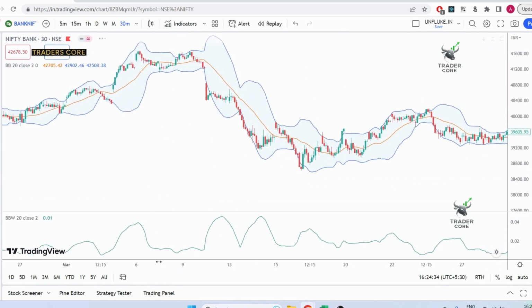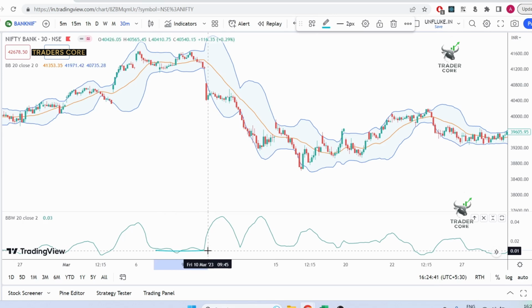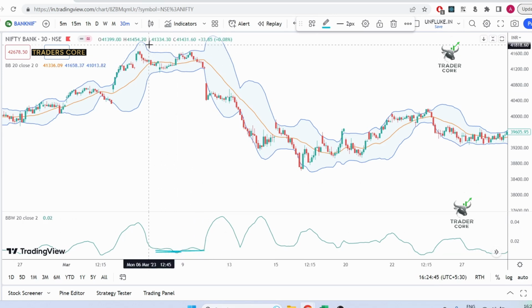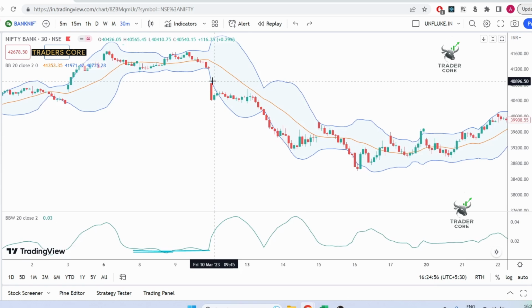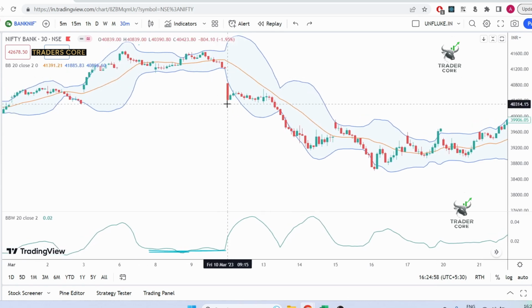But here you will see this. If you see here, the Bollinger Band width is really close to zero. It's almost zero, and at the same time, you can see that there is a contraction happening here. So I can go for a trade now, but how will I know whether I have to buy or sell? It will depend on the candle. In this case, the candle here has closed. This red candle has closed below the lower Bollinger Band. So I can sell here.